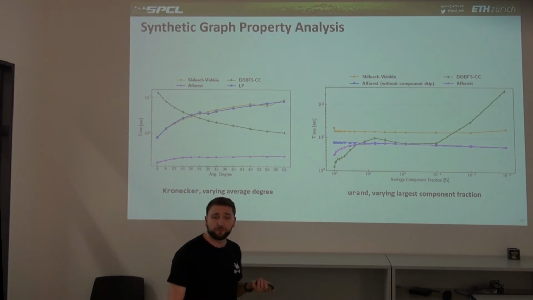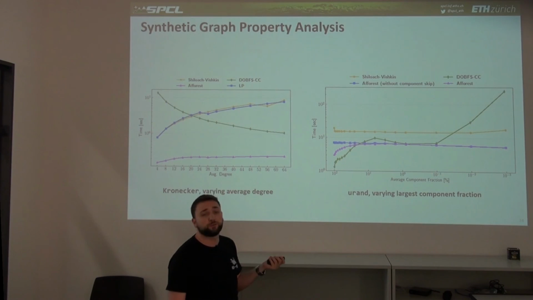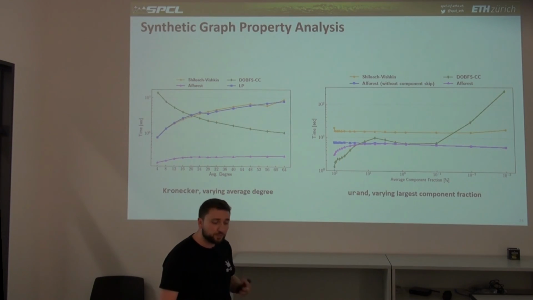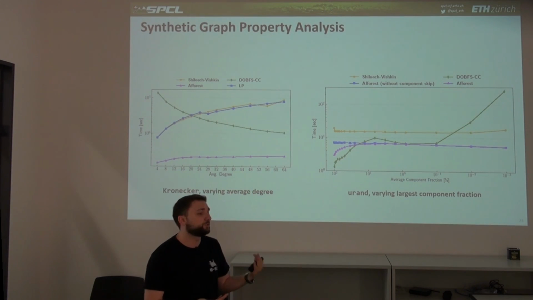But as we increase the number of components, we see that, like Shiloach-Vishkin, the Afforest algorithm is pretty much unaffected by the number of components in the graph. However, the direction optimizing BFS increases because of the serialization that I mentioned in the beginning, because it has to process each component separately.